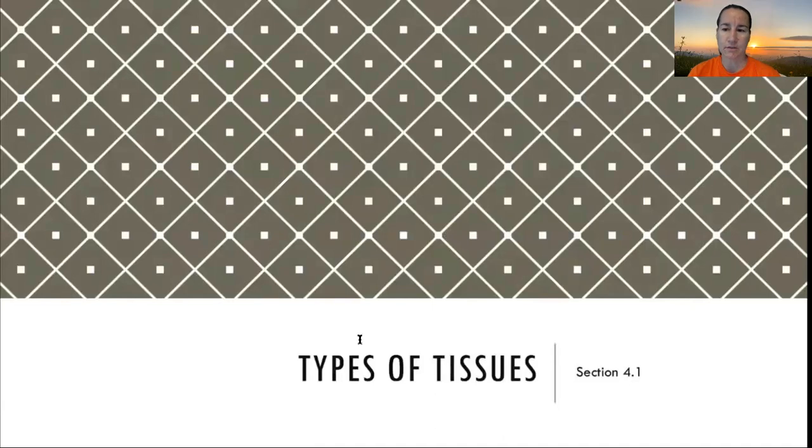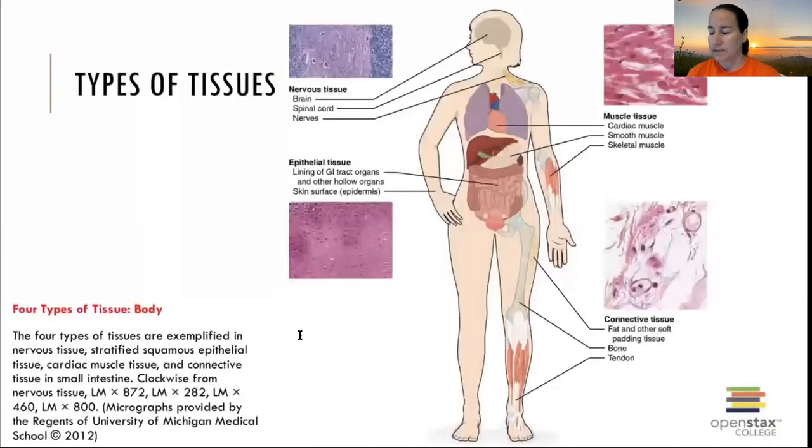Different types of tissues. There are 4 major categories that we mentioned before. There is epi, there is nervous, there is muscle, and there is connective tissue.